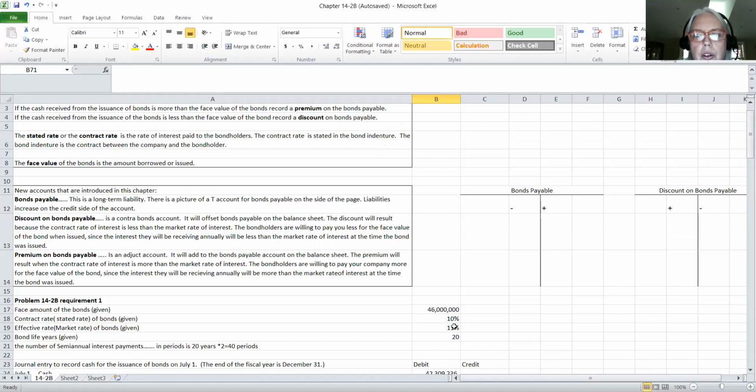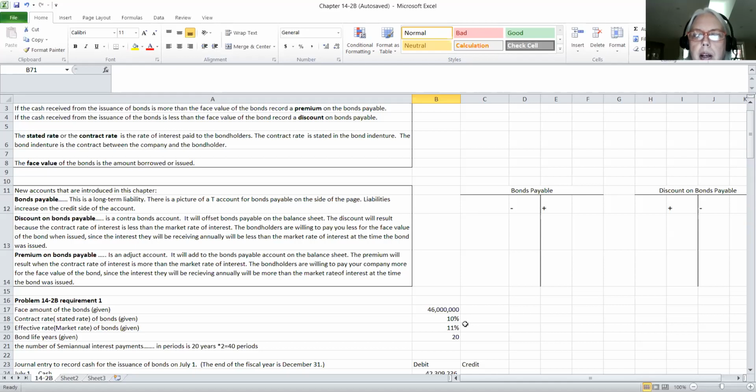The next thing that you need to do when you're looking at your problems is you need to look to see what the contract rate of interest is and what the market rate of interest is. The contract rate of interest in this problem is 10%. What that means is you're going to pay interest to your bondholders at 10%. This 10% is an annual interest rate.